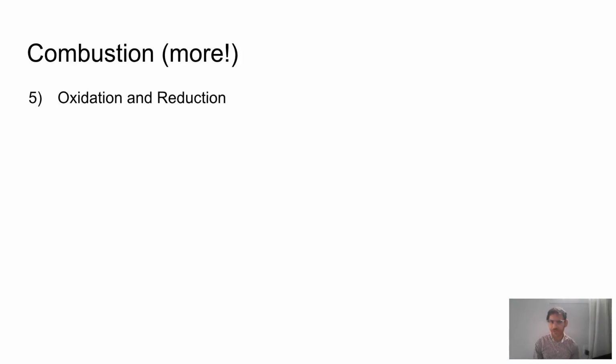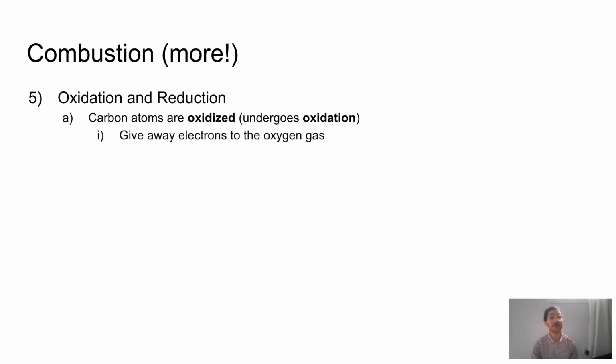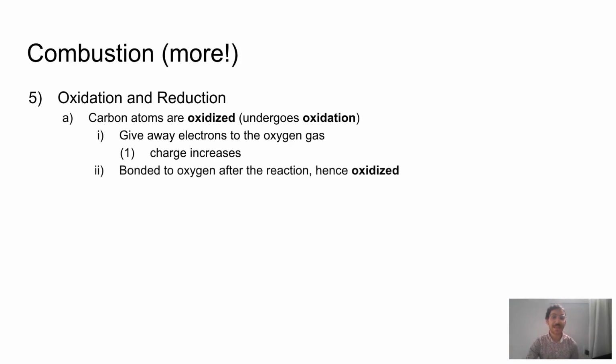So more on combustion. Oxidation and reduction. Combustion reactions are oxidation and reduction, or redox reactions. In these combustion reactions, carbon becomes oxidized. The atoms are oxidized. They give away electrons, and they give them to the oxygen gas. As a result, the charge on carbon increases because it's giving away those negative charged electrons, and it's going to become bonded to oxygen after the reaction. Hence this name, oxidized. Oxygen gets in there and we form an oxide.